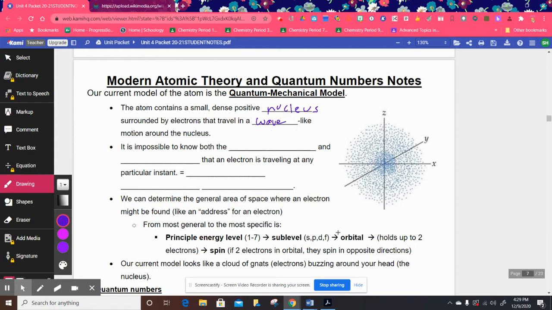Depending on the energy of that wave, or how big or small the wave is, will determine what energy level it's in and what sublevel, which we'll learn about as well.